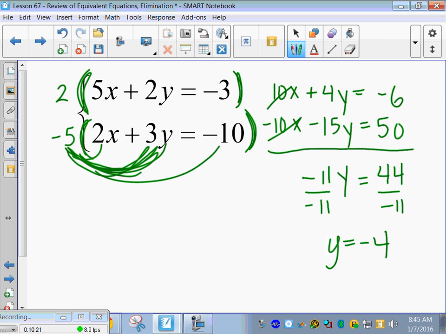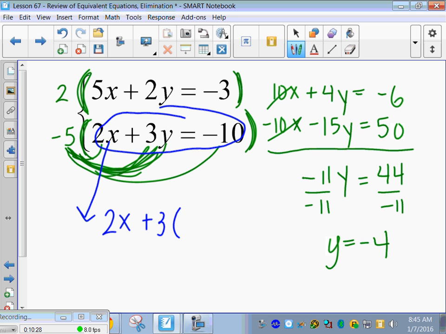You can plug into any equation, but it's easier to go back to one of the original equations. I'm going to do this one right here. I'm going to plug in here. So 2x plus 3 times negative 4.